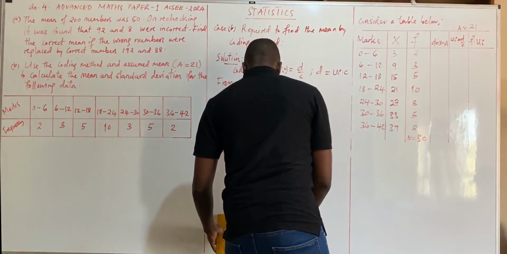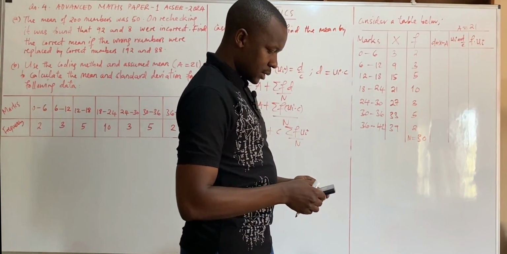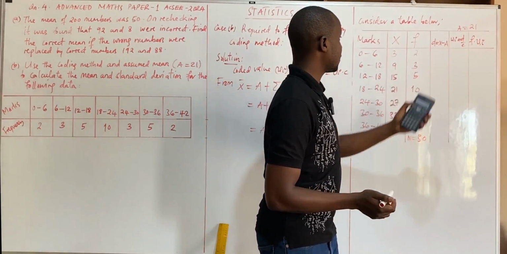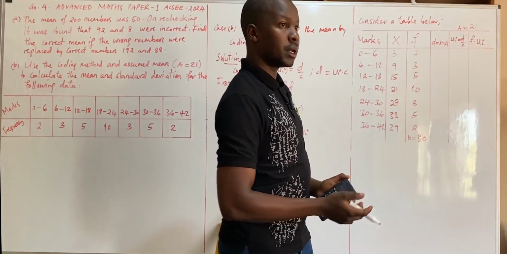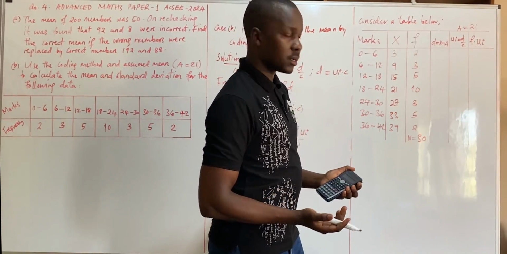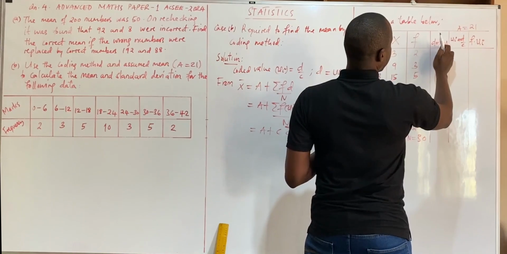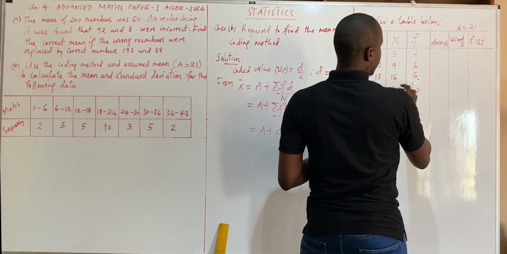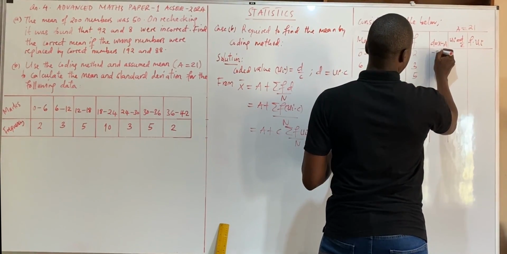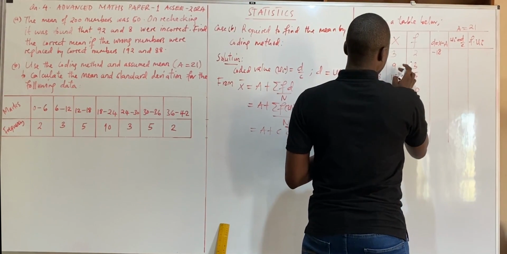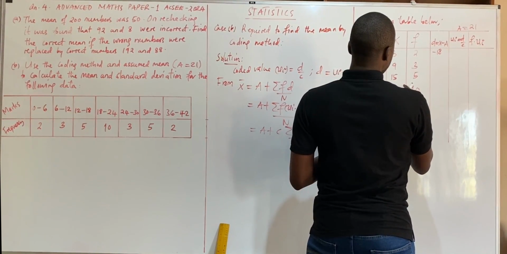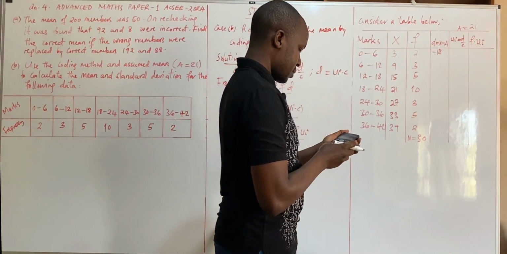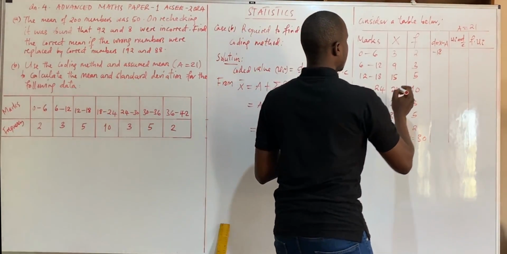So now you can just use your scientific calculator to get these deviations. Or if it's just simple numbers, you can just use mental operational skills. You can just subtract directly. So for example, x minus A means now 3 minus 21. So here we know it is negative 18. Then 9 minus 21, we end up getting negative 12.